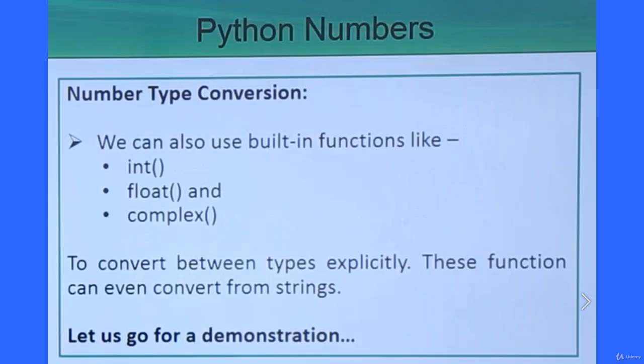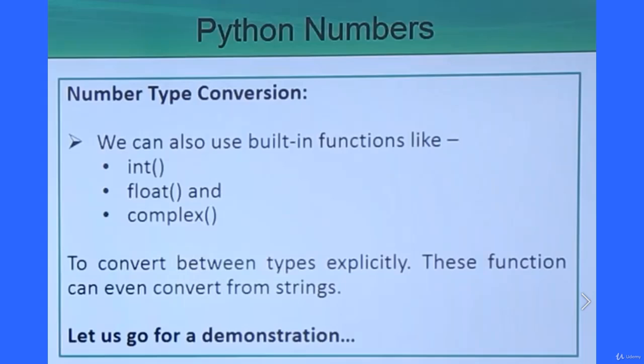Number type conversion. From one type to another type, we can do the conversions accordingly. We can use built-in functions like int, which will convert to the respective integer, and the float and complex functions, to convert between types explicitly. These functions can even convert from strings. So it can take a string as input and convert it to integer in this case, convert to float in this case, and convert to a complex number using this particular complex function.